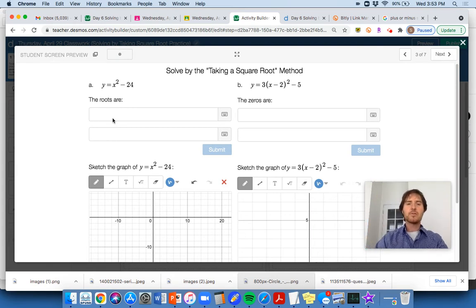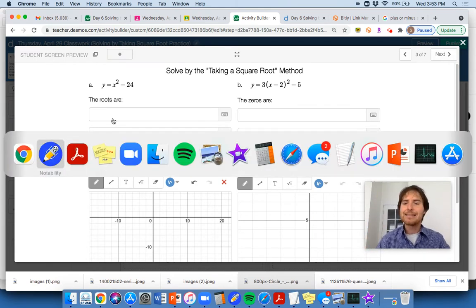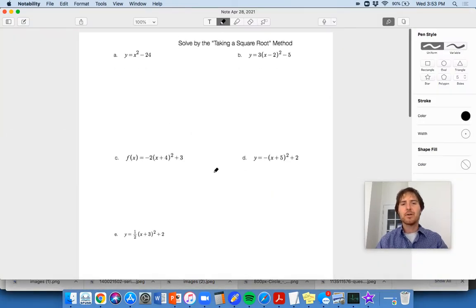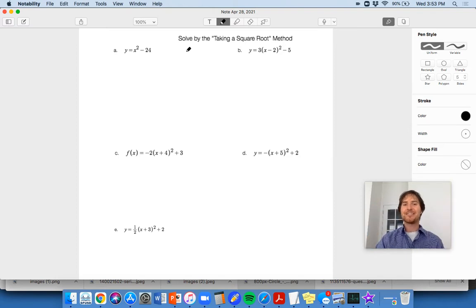Here, this is what you have to do in this assignment. You have to do this on a separate piece of paper. Okay, separate piece of paper. So anyways, I have it all set up like this. Look, this is it. Here we go. We're going to do the solve by taking the square root method assignment together right here.